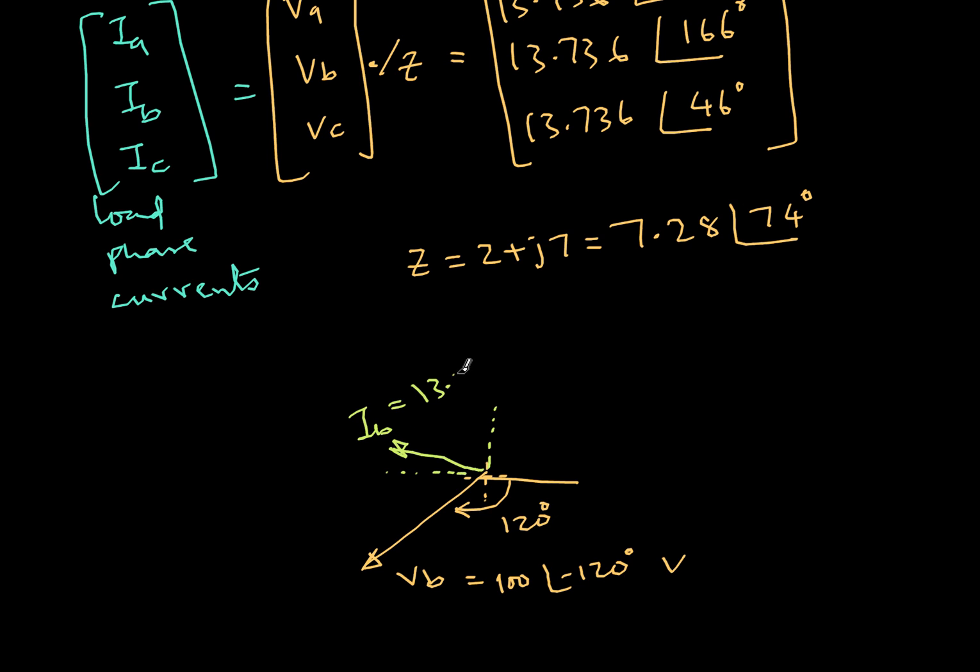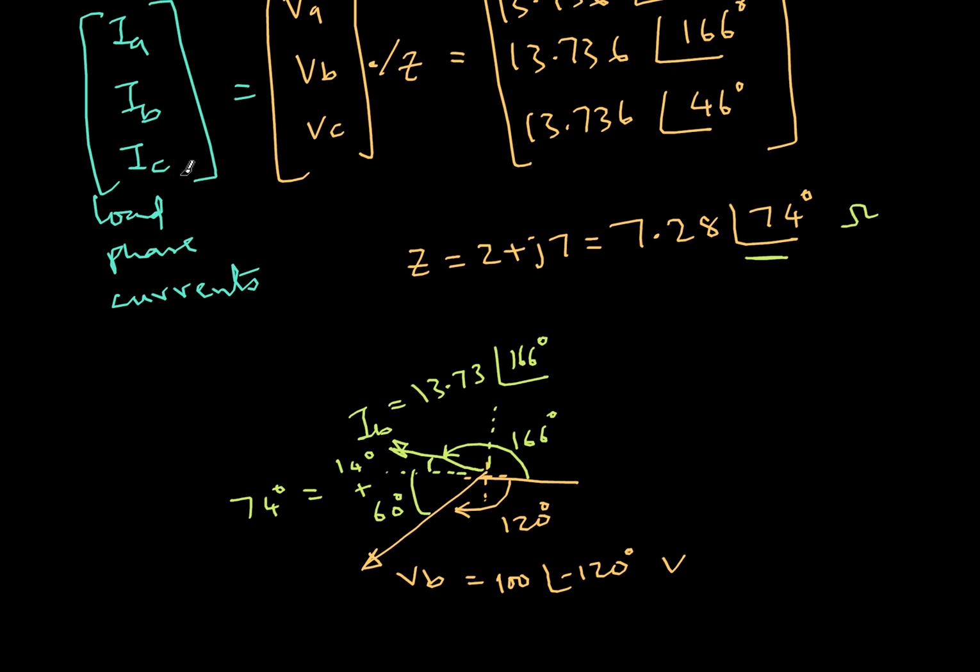This value is 13.73 and the angle is 166 degrees. So therefore this angle is 14 degrees and this angle is 60 degrees. So 14 plus 60 is 74 degrees. If I take VB as reference, IB is lagging VB by 74 degrees. So that is confirming, and that's why I wanted to know the angle of the impedance. Because the impedance angle is 74 degrees, the current will be lagging the respective phase voltages by 74 degrees. Anyway, this is just for confirmation.